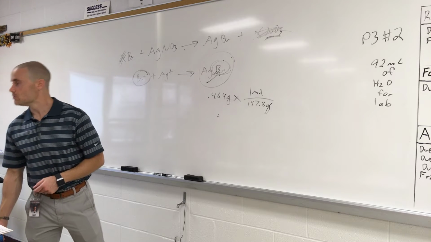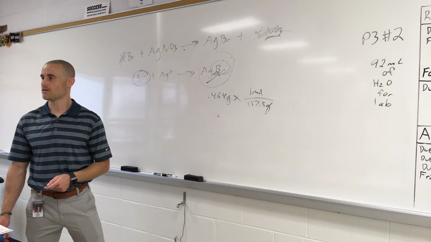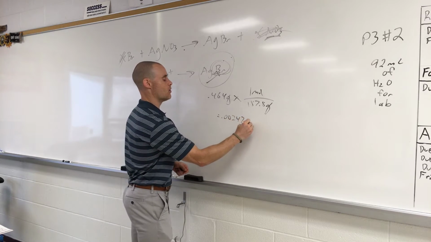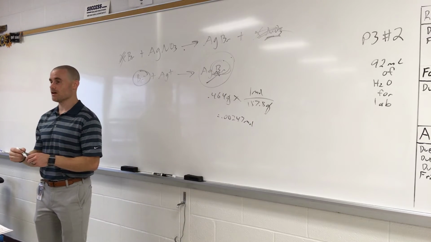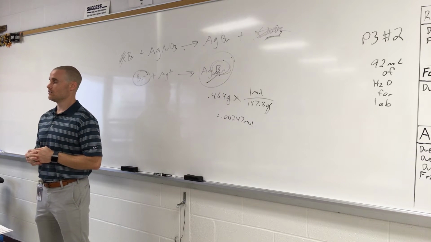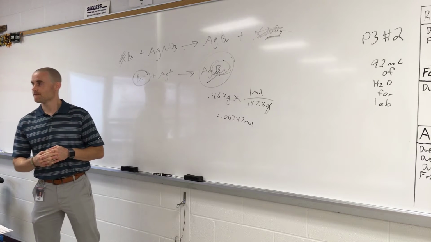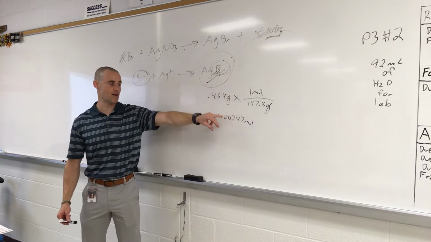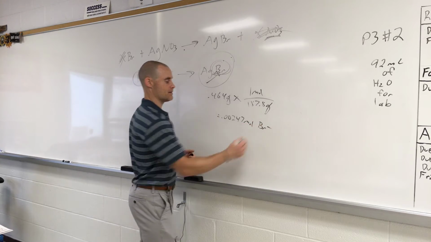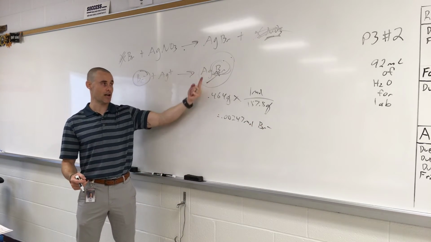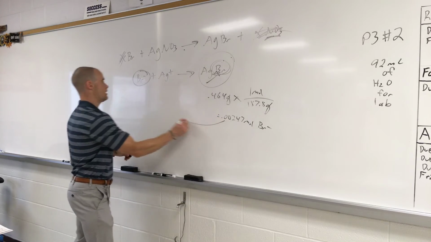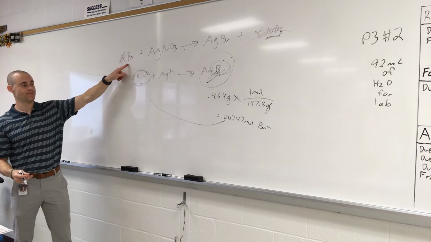I didn't write this number down. Did anyone do this way? 0.00247. Okay, 0.00247 moles of AgBr. I'm going to stop there though. Why am I doing that, Nicole? Yep. If you have 0.00247 moles of AgBr, that means you have 0.00247 moles of Br minus, because it's a 1-to-1 ratio. One AgBr has one Br. So that's how many moles I have here in the original compound.